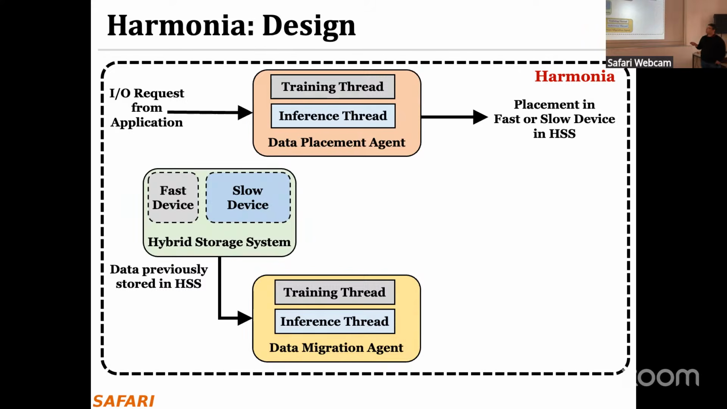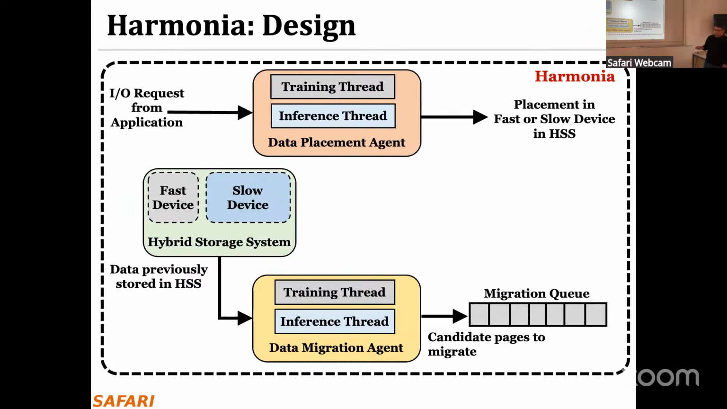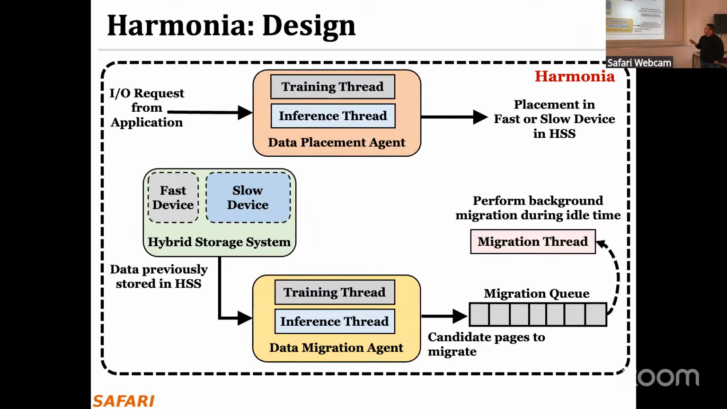It doesn't have the constraints of the critical path of the IO request. So it completely runs in the background, and then it decides what are the candidate pages that need to be migrated and puts them in a migration queue. And there is a migration thread that is running in the background, which tries to look at idle times and also the bandwidth of these devices to figure out, oh, when can I migrate those pages?